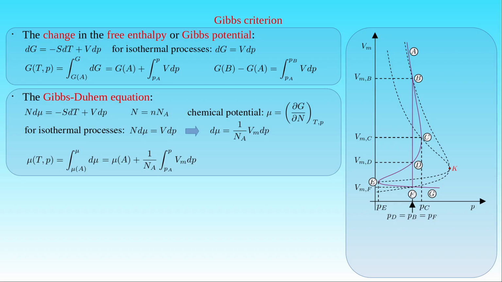Then the change in the chemical potential μ of the system evolving between the two states A and B can simply be written as 1 over the Avogadro's number, times the integral of the molar volume Vm of the system with respect to the pressure P from the pressure Pa to the pressure Pb.